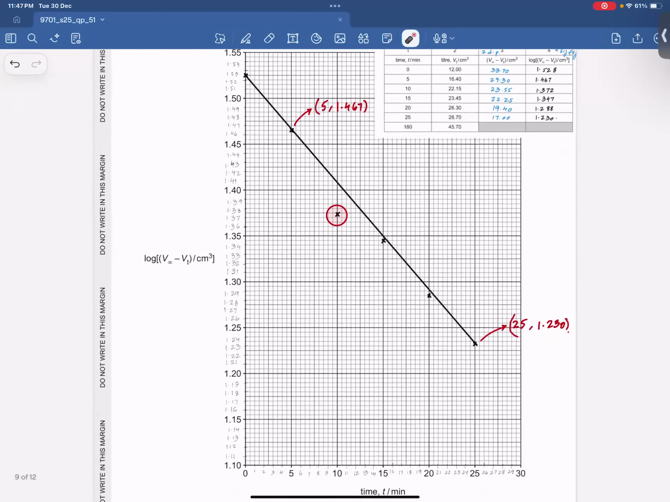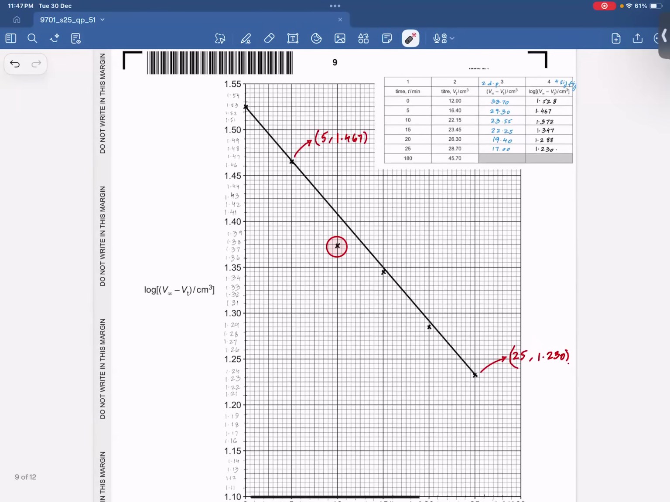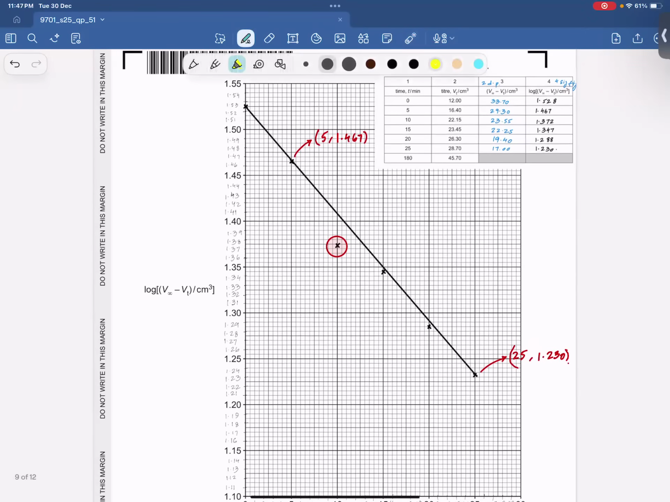One minute. At 15, 1.347. Yeah, that's a very close value. Let me set this value. It has to be closer to this point. So guys, you have to be very, very careful, okay? 1.347. This is 34, 345, 347. It has to be somewhere here. Okay. So most of the points lie on the line of best fit.